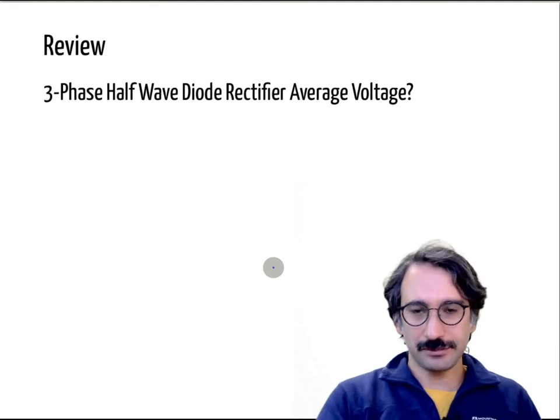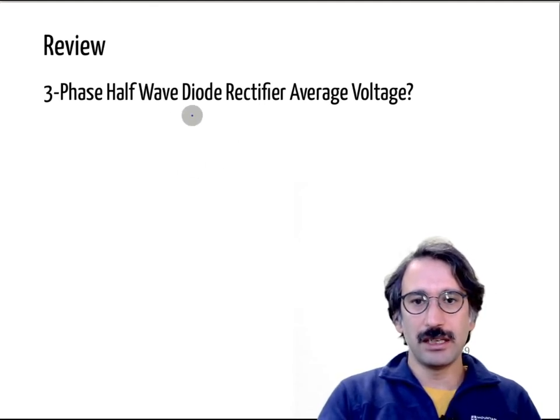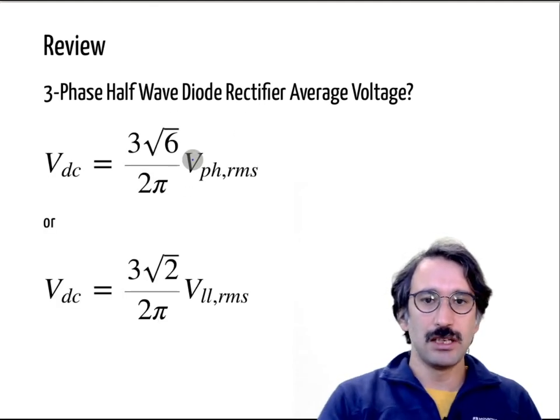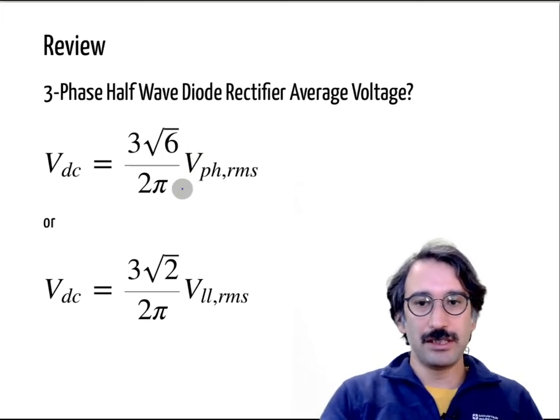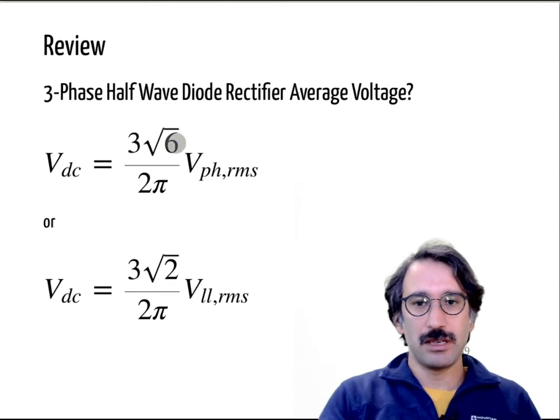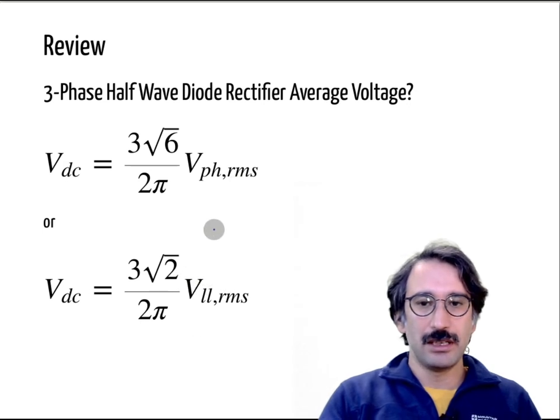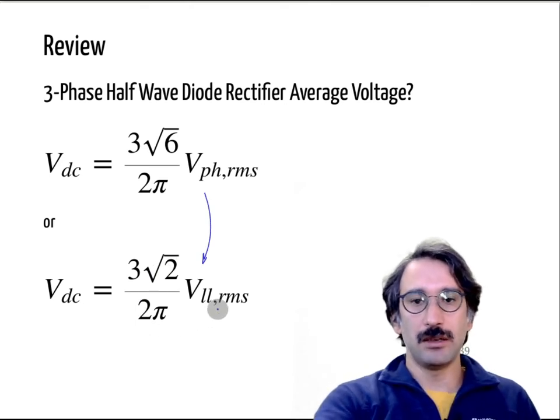And actually, if you remember the half-wave diode rectifier voltage, it can be calculated from phase voltages. So it was 3 square root 6 divided by 2π times the phase RMS voltage, or it can be calculated from line-to-line voltages. Line-to-line voltage is square root 3 times the phase voltage, so it is 3 square root 2 divided by 2π times the line-to-line RMS voltage.